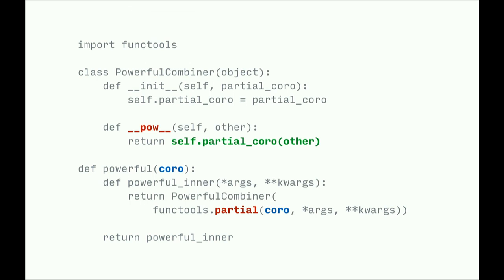So here's a whole bunch of magic. We're going to wrap our coroutines in a partial. Then we're going to wrap the partial in this powerful combinator object, which overloads the POW operator. And this could certainly be tidied up a bit. There's a lot of kind of weird stuff. This is not easy to follow, and this is also not getting a thumbs up on code review.